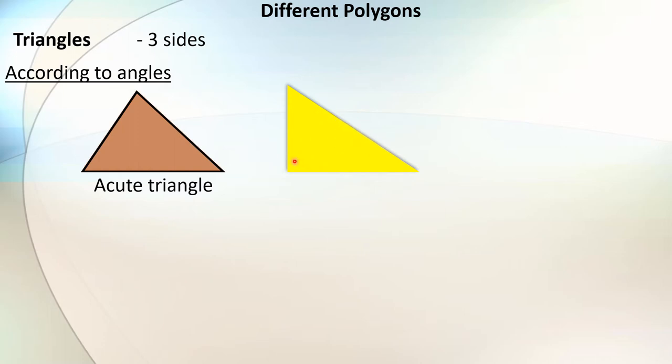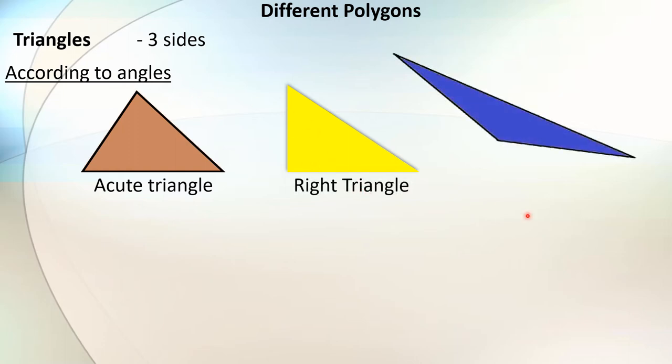Ito naman, meron siyang isang right angle. Di ba? Kapag equal to 90 degrees, right angle ang tawag natin doon. So, ang klase ng triangle na ito ay right triangle. Okay? Now, ito naman, meron siyang isang angle na sumobra naman sa 90 degrees. Tandaan na, isa lang na 90 degrees, right angle na siya. Isa lang na angle ang sumobra sa 90 degrees. This is now an obtuse triangle. Pero tandaan, lahat ng ito are still triangles.